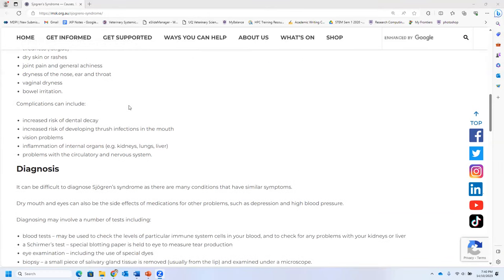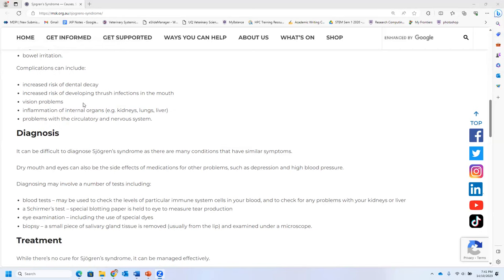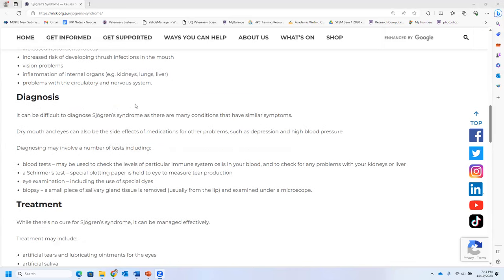Complications: as there is a decreased amount of moisture and mucus production, there will be an increased amount of dental decay. There will be increased development of thrush infections in the body, as there's no saliva to sweep all the bugs out of the mouth. There can be vision problems such as keratoconjunctivitis. Inflammation of the internal organs can happen. Problems with the circulatory system as well.